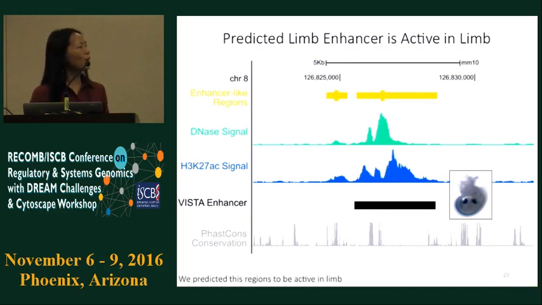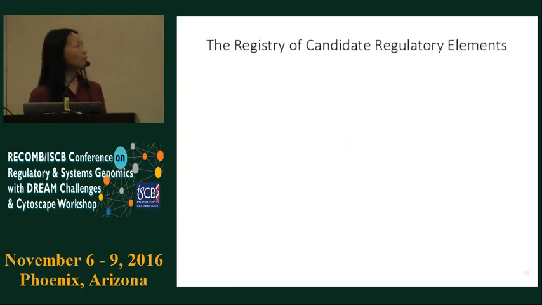So this is one of the example regions that we predicted before he did the experiment, and you can see this region, this is exactly the region we predicted. It is a limb enhancer that's active in limbs. So after that, we have this method, so what do we do?